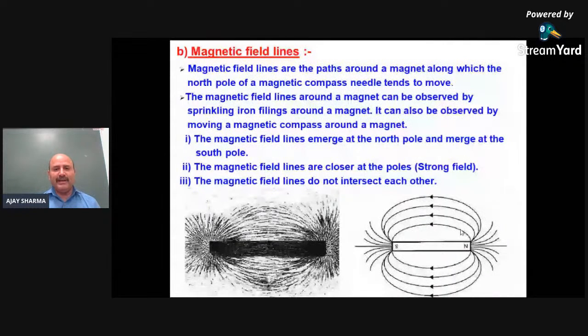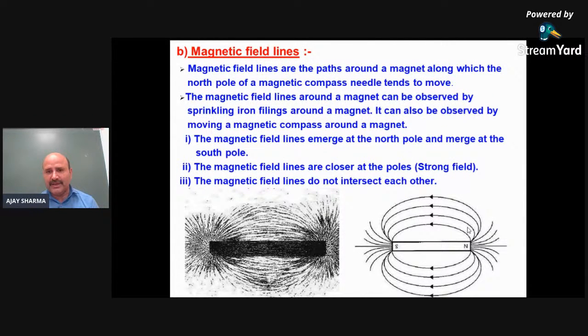So why do the magnetic field lines not intersect each other? This is a very important question. What is the explanation for this? Suppose two magnetic field lines intersect each other, then what will happen? There will be a point of intersection. If there is a point of intersection, we can draw two tangents at that particular point. If we draw two tangents at a particular point, it means they will be showing two directions of magnetic field, and that is not possible. It is impossible. At a single point, we cannot have two directions of magnetic field.